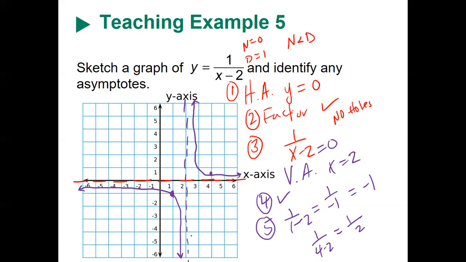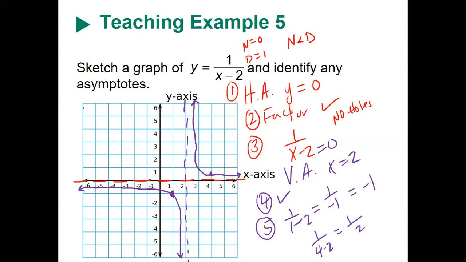All right. So from here, you should be able to tell me the domain. You should be able to tell me the range. You should be able to tell me if there's an intercept or whatever happens here. So again, here's our sketch.